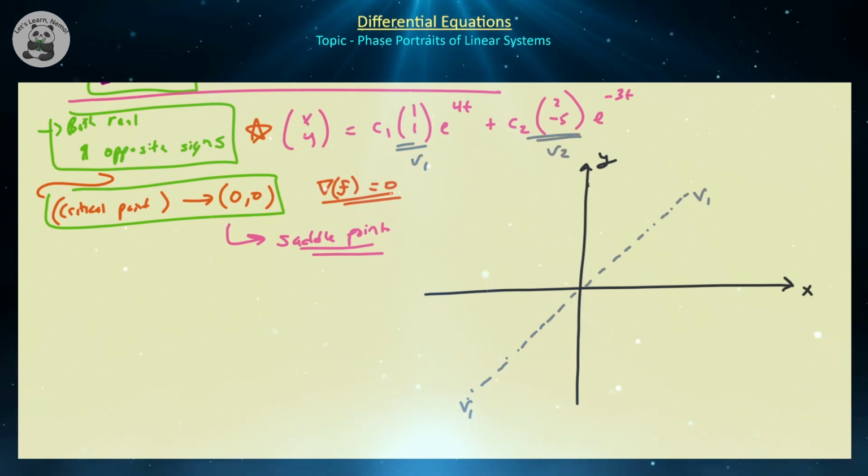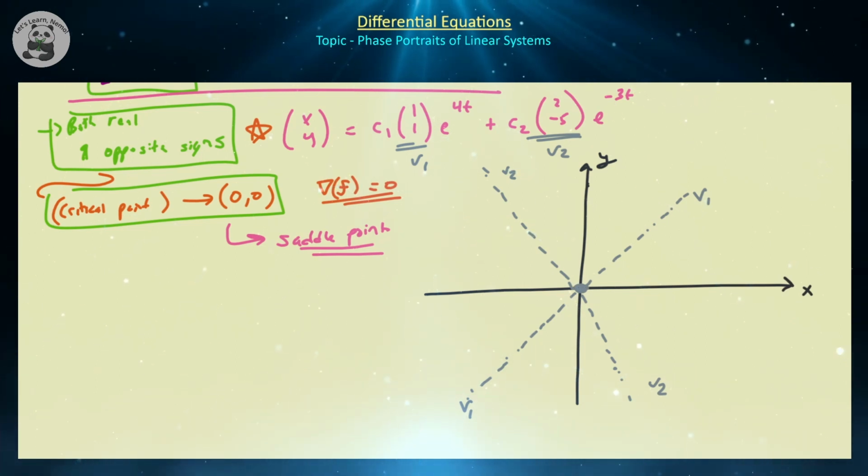And then V2 is located there, so I'm going to go over 2 and down 5, so somewhere around here, let's say. So let's assume that this is our second eigenvector. Let's call it V2. And there's our critical point located at the origin.